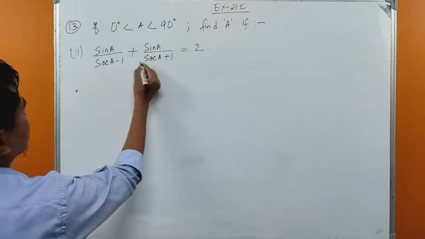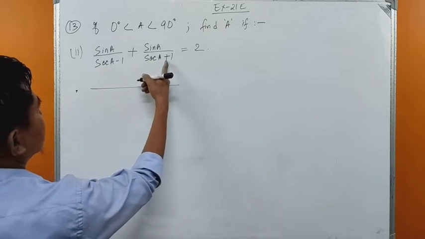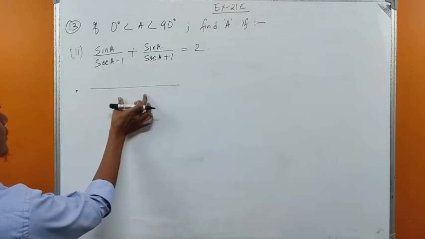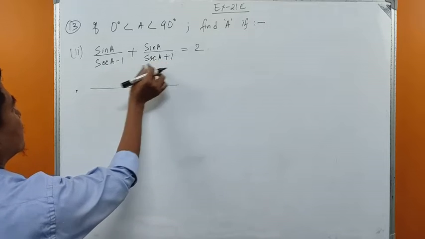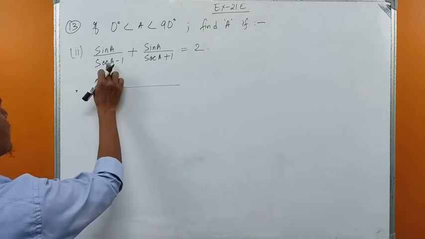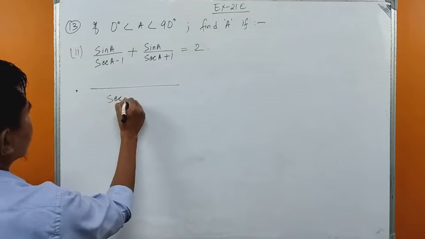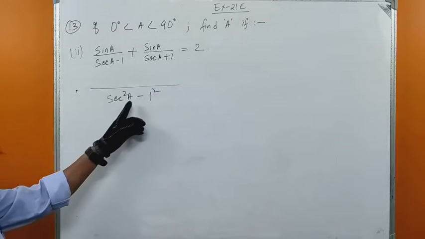Or let us take the LCM of the denominators, sec A minus 1 and sec A plus 1. We just multiply these two numbers to take the LCM, isn't it? So sec A minus 1 into sec A plus 1. This means (a minus b) into (a plus b), which is a square minus b square, isn't it?